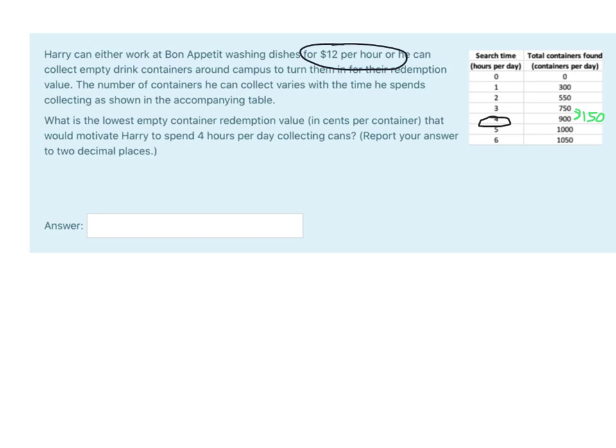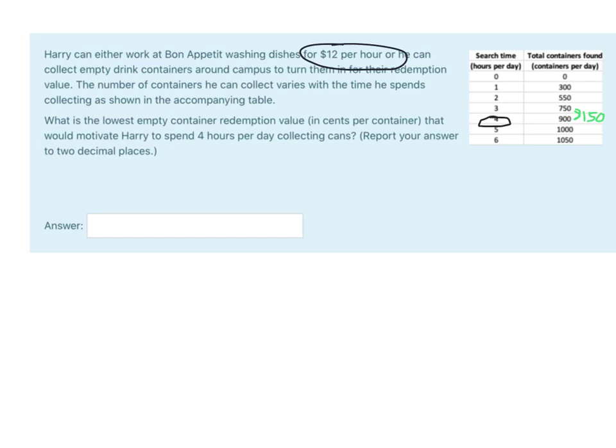So how much would the price of a can be? And we're asked to do it in cents. How much would the price of a can have to be before he'd be willing to collect cans for that hour, for that 4th hour?